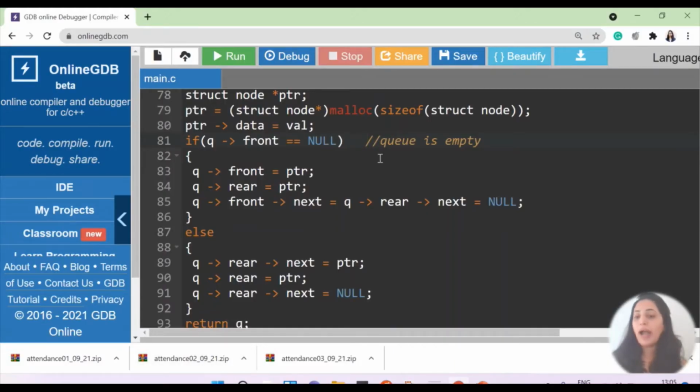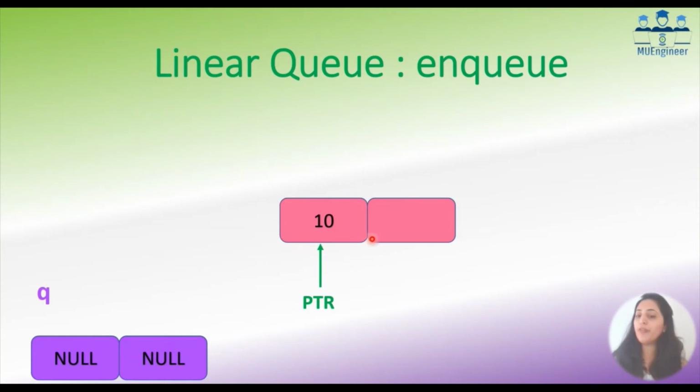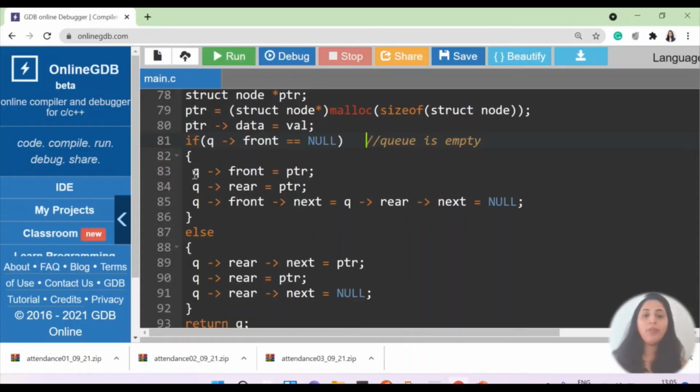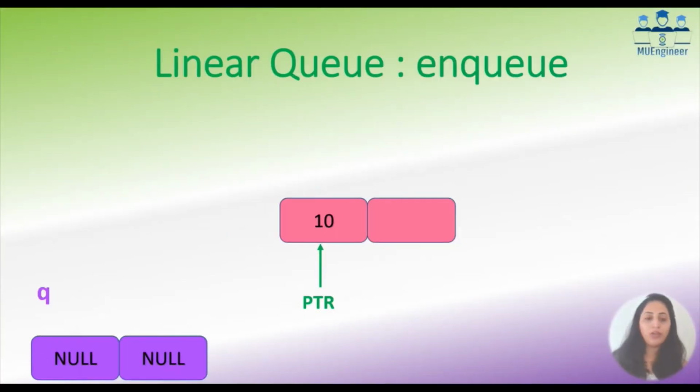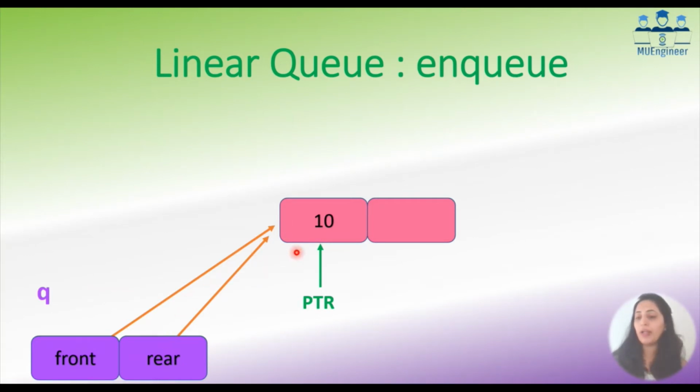So the one which you want to add will be the first node. 10 is going to be the first and last node in your queue. So your queue front should point to this 10. So what I'm doing, queue.front is equal to PTR and queue.rear is equal to PTR. So queue.front is equal to PTR means it will point to PTR, and queue.rear will also point to PTR.